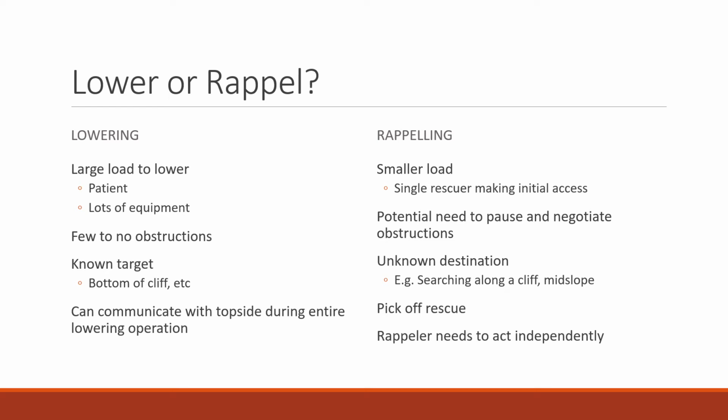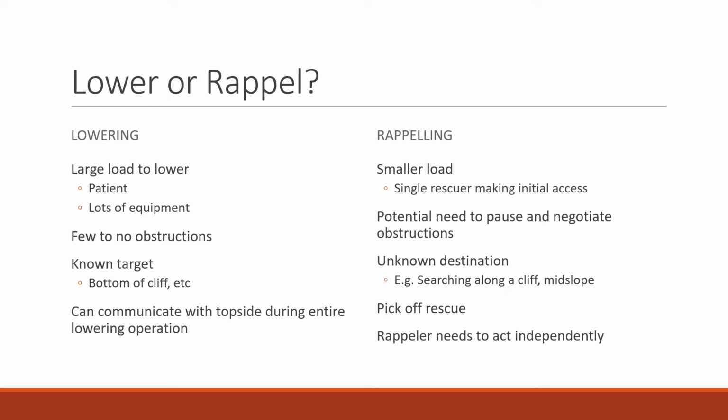Lowering is also okay if you can communicate with the top side during the entire operation, because they're the ones in control. You have to be able to communicate with them if you're the guy on the end of the rope. Rappelling is more appropriate for a smaller load, such as a single rescuer making initial access. So, vehicle down a hill, first guy on scene can quickly set up a rappel line, throw that rope down, rappel down to the victim relatively safely, and start delivering patient care while a complex lowering raising system is built immediately after that.